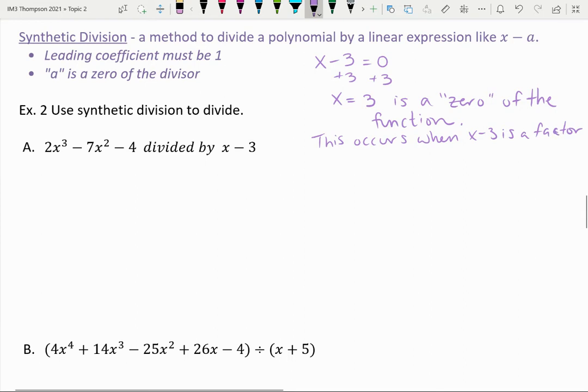So if I have a linear factor like x minus 3, that's a factor of some polynomial, then x equals 3 is what's called the 0 of the function. That means that when the function is 0, when y is 0, x can be 3.